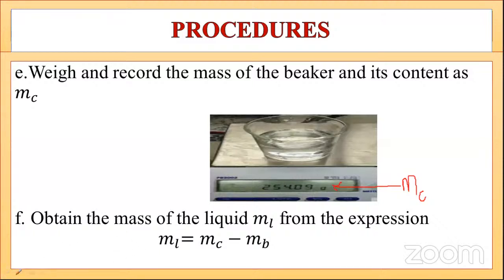We obtain the mass of the liquid from this expression. Do you see this expression down? Mass of the liquid equals mass of the content minus the mass of the beaker alone. Is that okay? Yes. Good. Then density is equal to mass over volume.